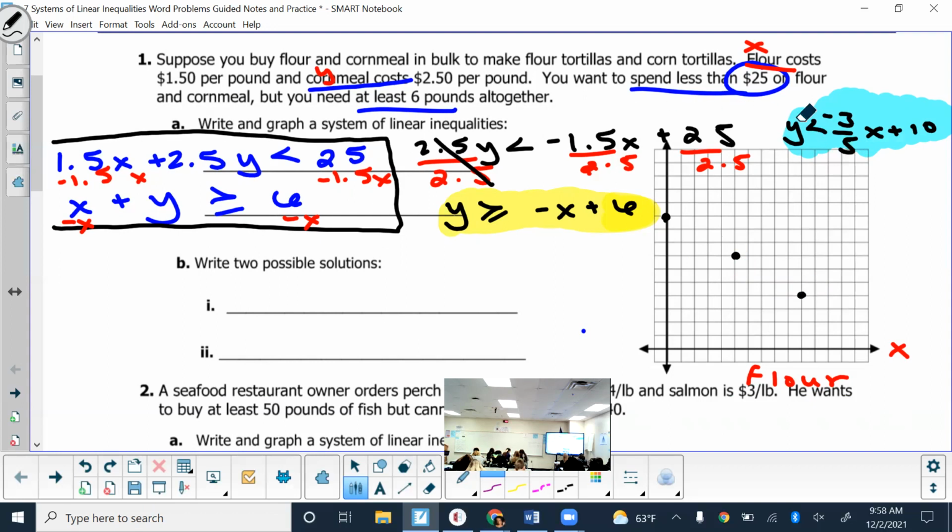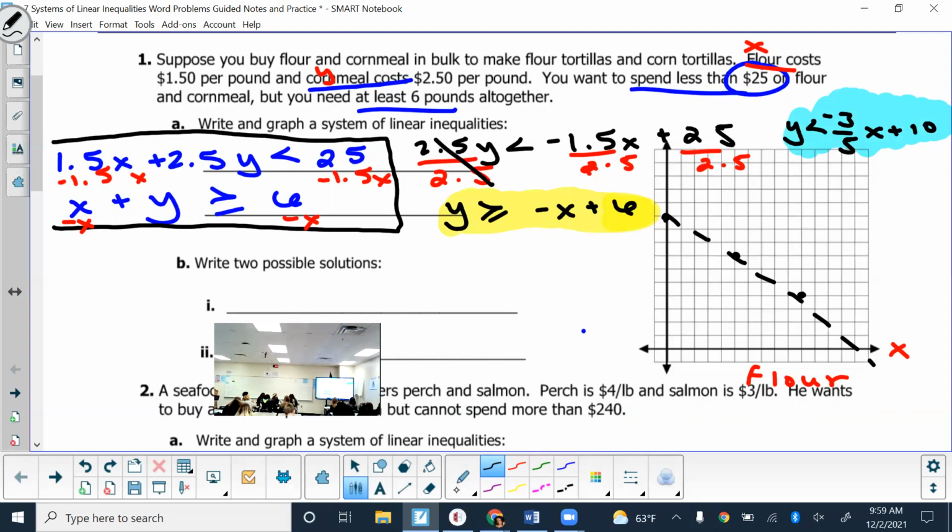Down 3, to the right 5. And look at the symbol. Should it be solid or dashed? Dashed, good. And should this one be shaded above or below? Again, you need to look at the symbol. It should be shaded below. The shade below that line. Don't shade too dark though, because you need to be able to see where they overlap later.